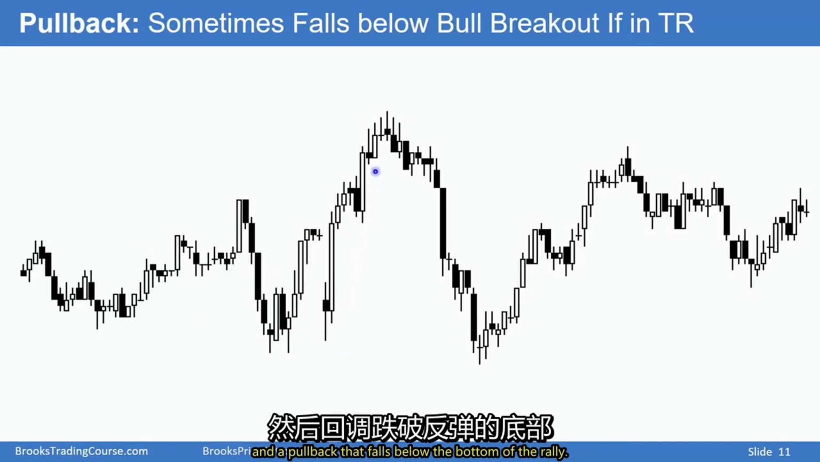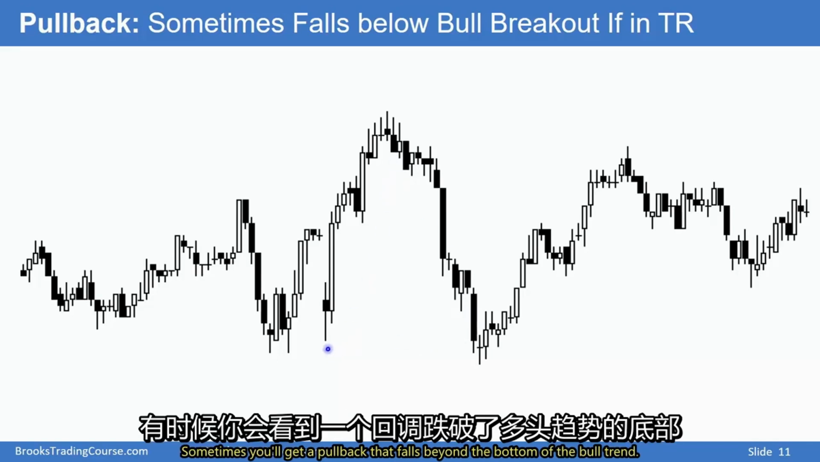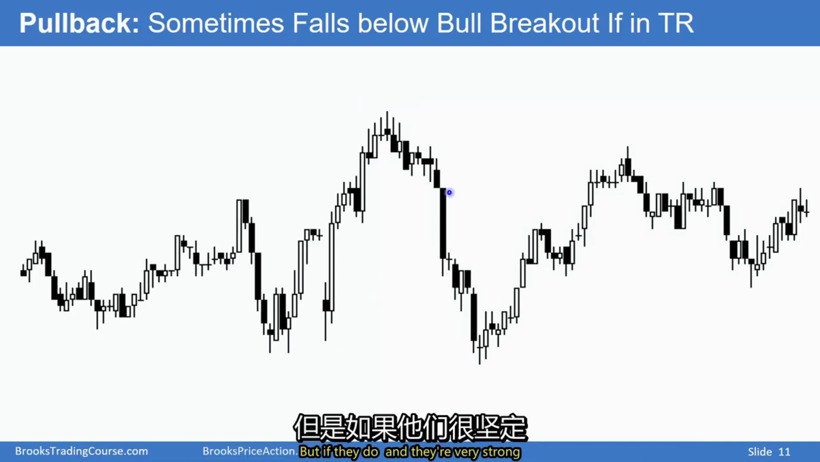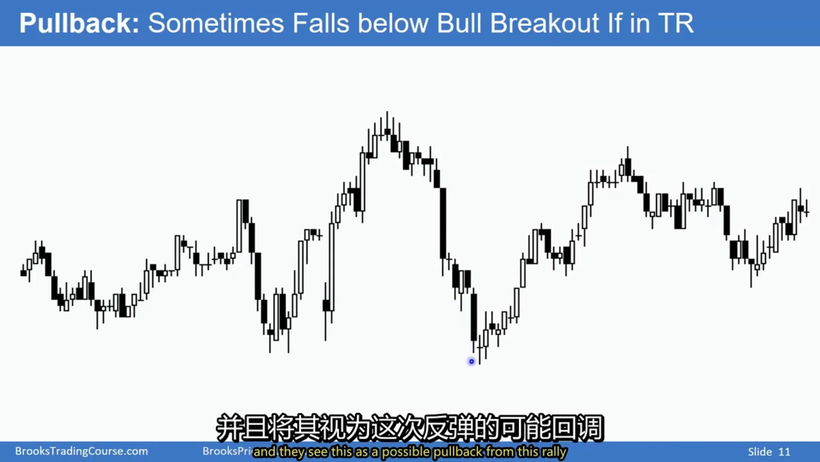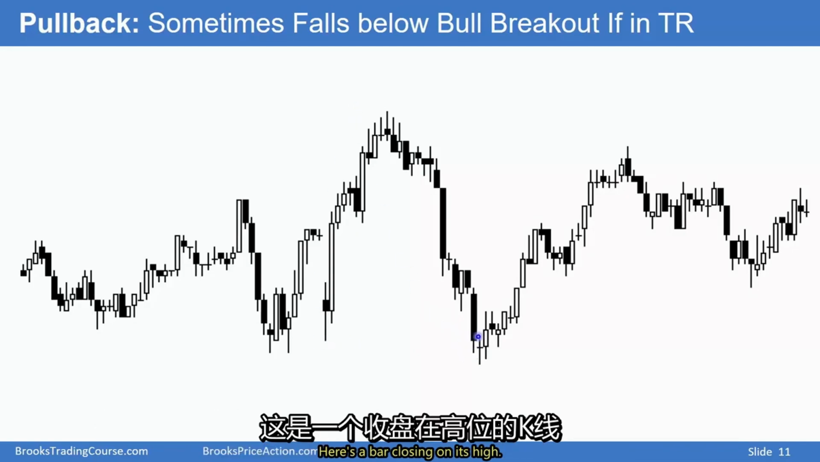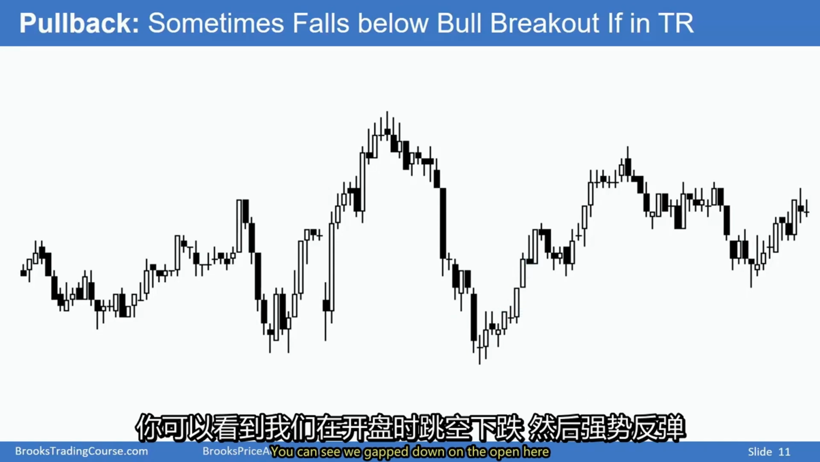Sometimes you'll have a very strong rally and a pullback that falls below the bottom of the rally. And it still can be a pullback from this rally. At least that's how I look at it. Sometimes you'll get a pullback that falls beyond the bottom of the bull trend, and a lot of traders will get stopped out or they'll get out on a big reversal down like this. But if they do, and they see this as a possible pullback from this rally, they'll look to buy a resumption up above this bar or above that bar. Here's a bar closing on its high. Maybe they'll buy above that bar. You can see a lot of traders did buy there.